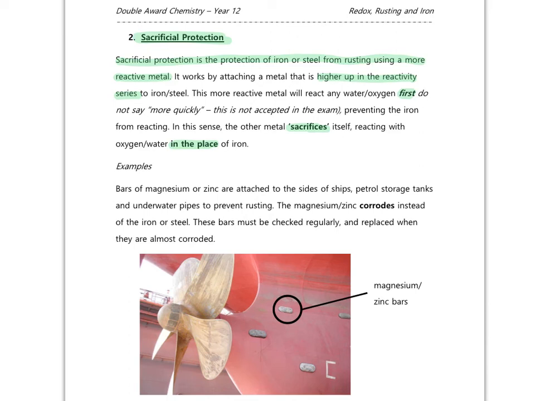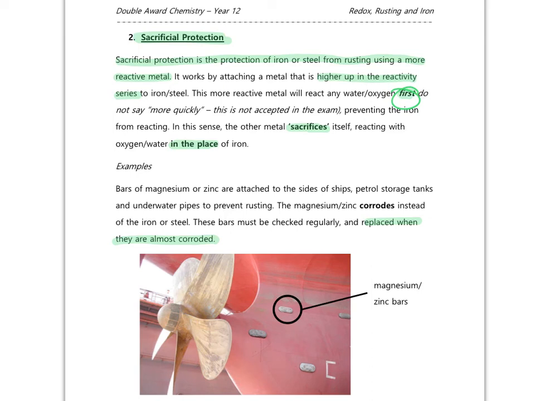And what you need to do then is, if that metal is going to react with the oxygen and the water, you need to keep an eye on it, because when it's almost corroded, you need to replace it, because otherwise, once that has all reacted with the oxygen and the water, then the iron will then start to react. So that's the key idea of this more reactive metal reacting first. Once it has all reacted and worn away, then the iron will react. So you need to keep an eye on it and replace that more reactive metal when they are almost corroded.